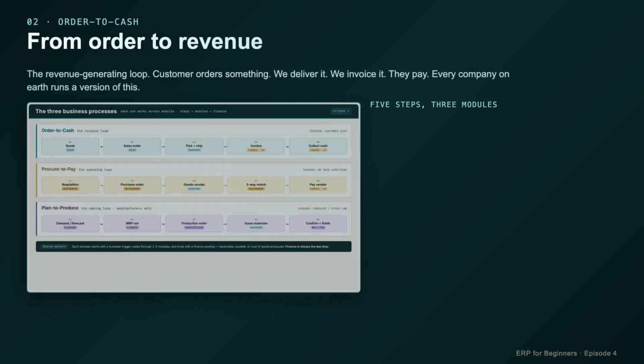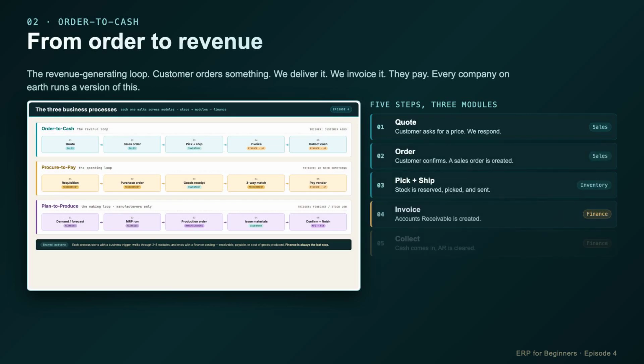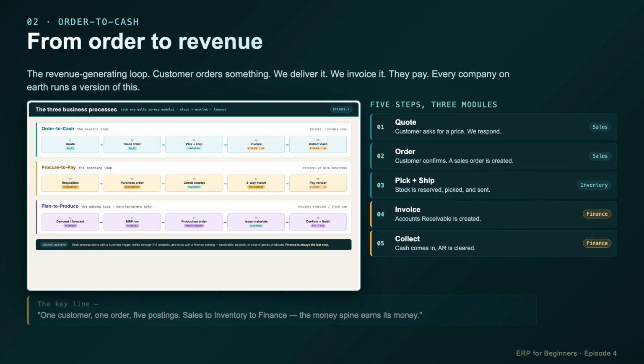Order to cash, the revenue loop. Every business runs a version of this. Customer orders something, we deliver it, we invoice it, they pay.